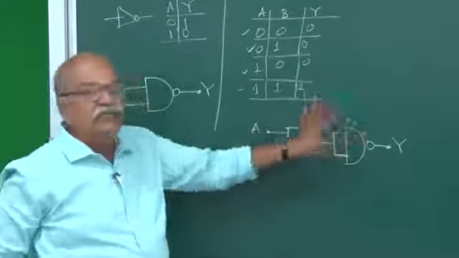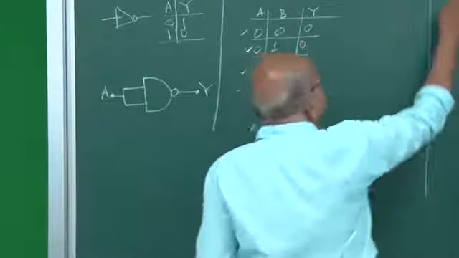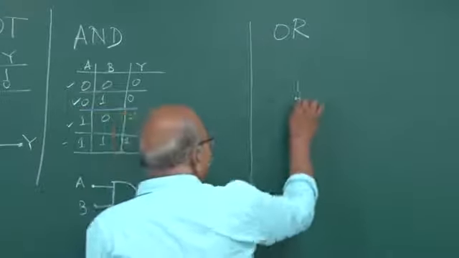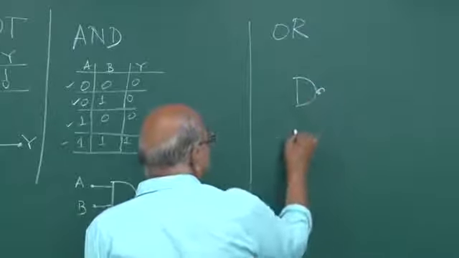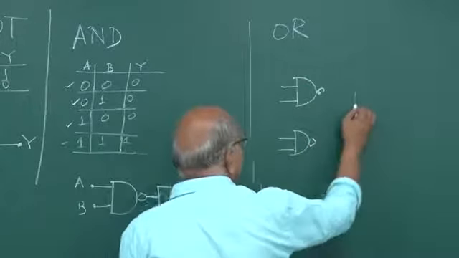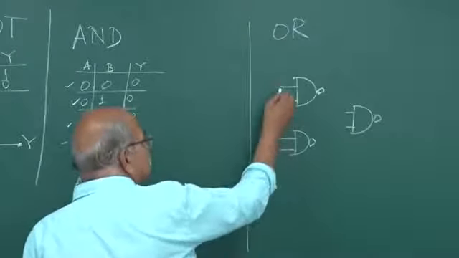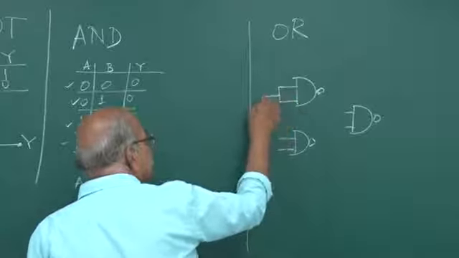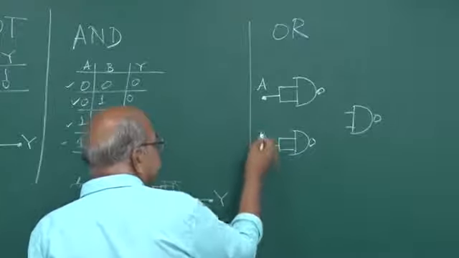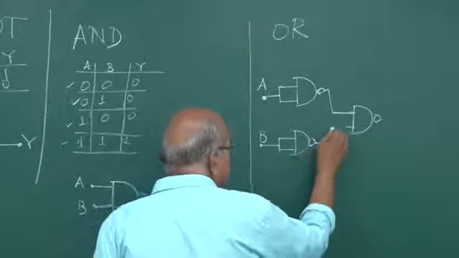With 2 NAND gates you can make AND gate. And then OR. Let us see how do I get OR gate. For this I need 3 NAND gates. One is here, one is here, and one is here. The first input I am giving here, this is the first input A, and this is that second input B, and the output of this goes as one input here, and output of this goes as one input here.